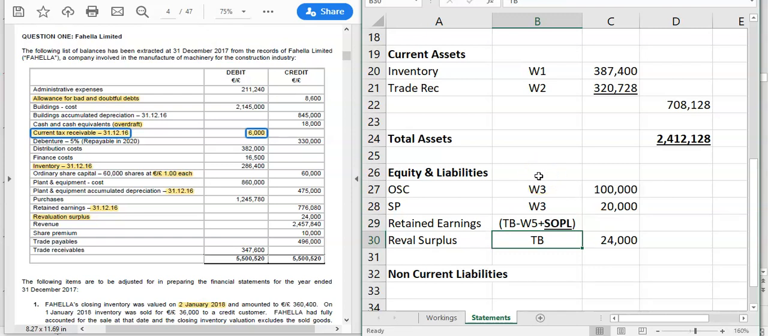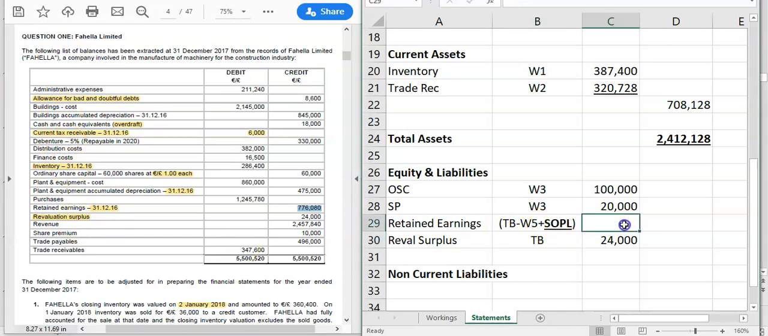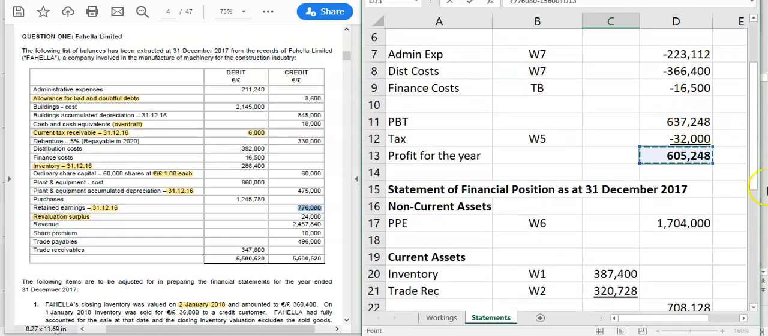Be amazed the amount of times in an exam students will just give the 776. That is the retained earnings at the end of last year. Retained earnings are moved up or down by profits for the year or any dividends. There's no dividends here, so it's just the adjustment. So we have 776,080 minus 15,600 for the prior period error and plus the profit for the year, 605,248.